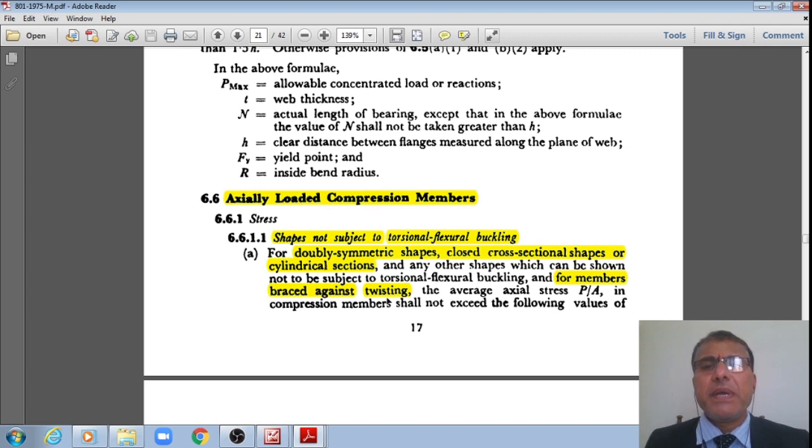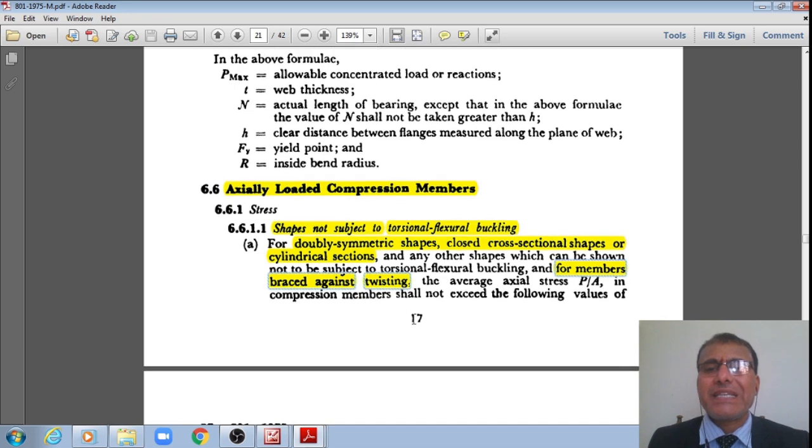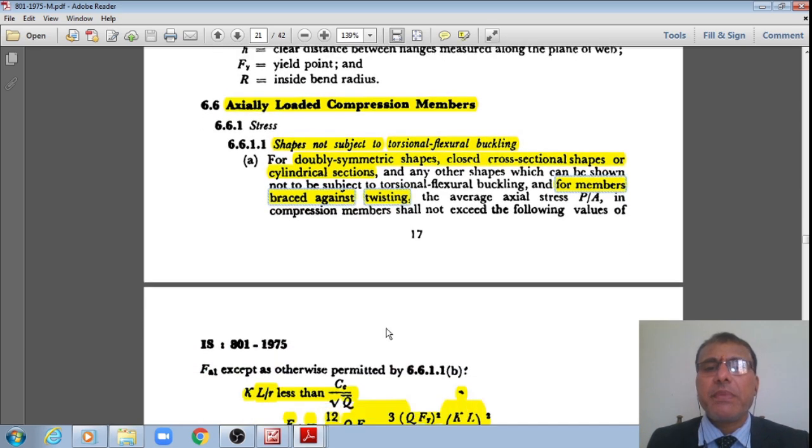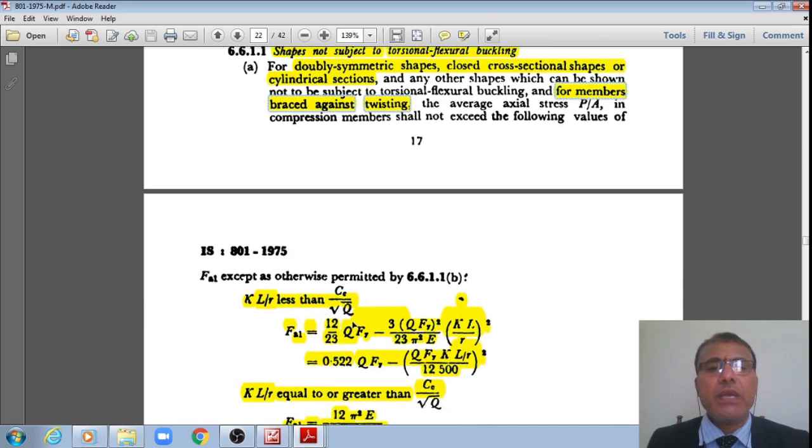For doubly symmetric shapes, closed cross-sectional shapes or cylindrical shapes, and any other shapes which can be shown not to be subjected to torsional flexural buckling, and for members braced against twisting, the average axial stress P by A in the compression member shall not exceed the following values, FAL allowable, except as otherwise permitted by clause 6.6.1.1b.